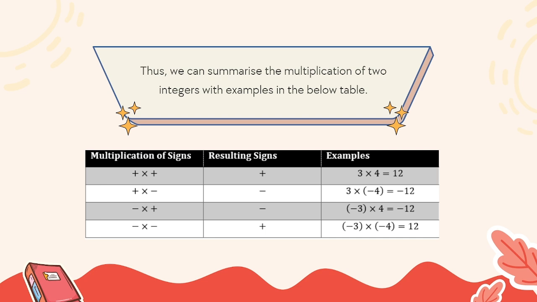Multiplication of sign, negative times positive, resulting sign negative. Example, negative 3 times positive 4 equals negative 12. Multiplication of sign, negative times negative, result sign positive. Example, negative 3 times negative 4 equals positive 12.